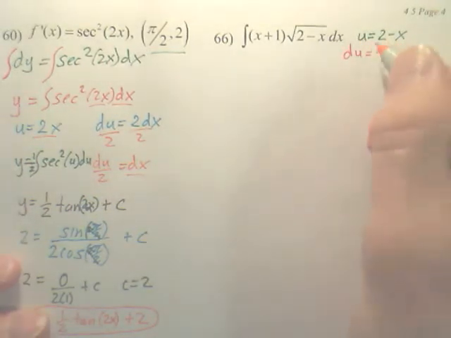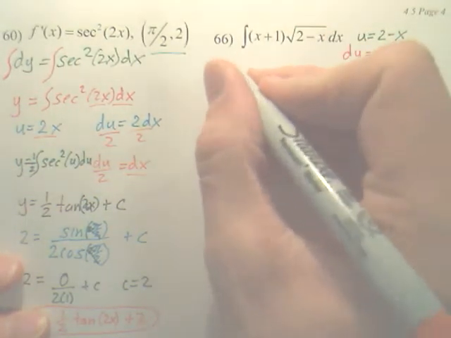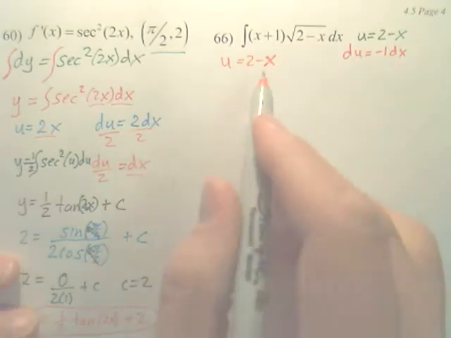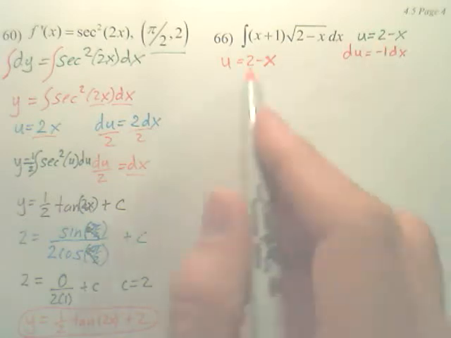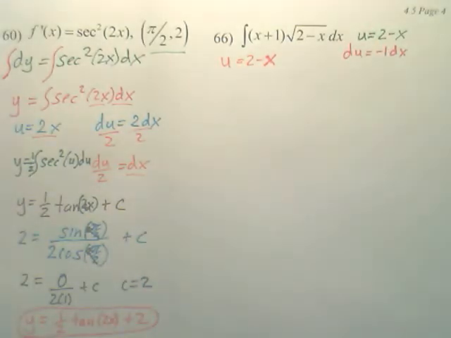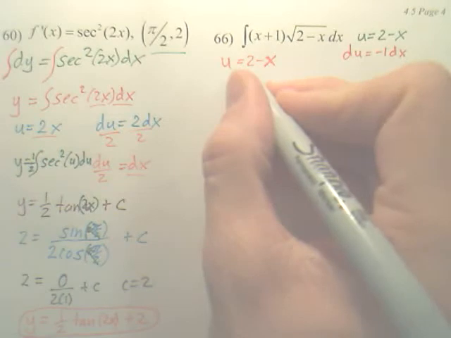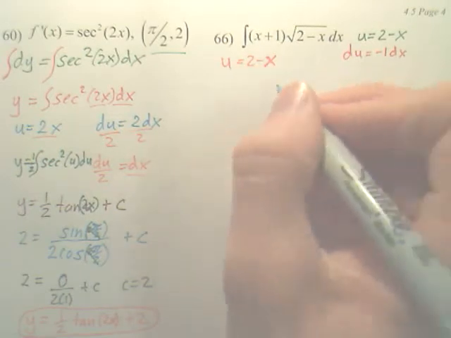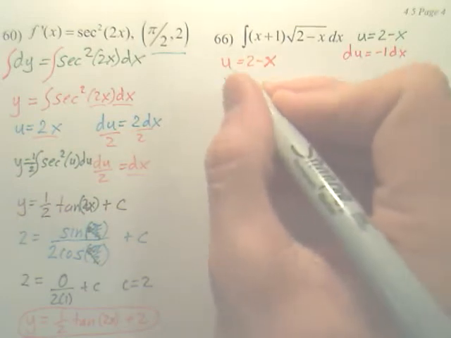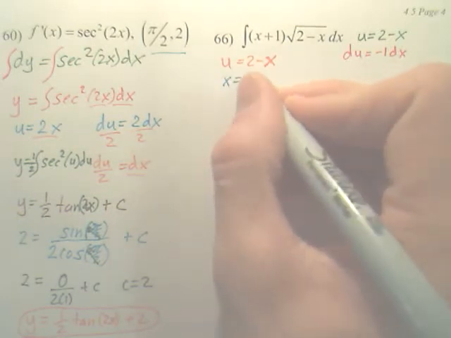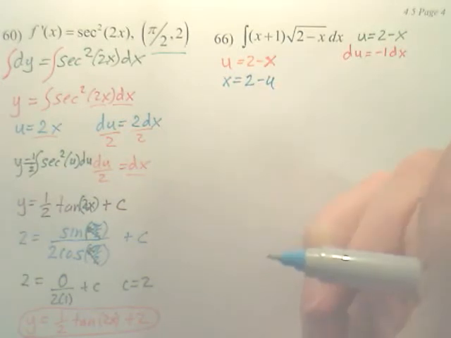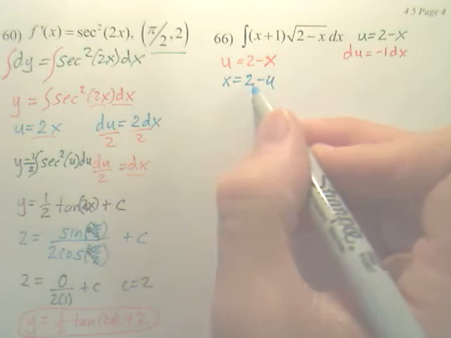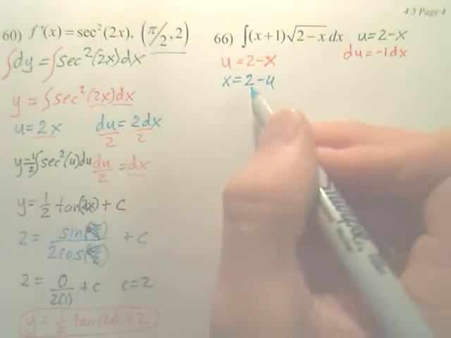Look at this right here. Let's rewrite that: u equals 2 minus x. Can I solve this for x? Take my equation and solve that for x. Do you understand when you solve this for x, you're going to end up with x equals 2 minus u? If you solve this for x, you get x equals 2 minus u. I skipped some steps, but are we okay with that?